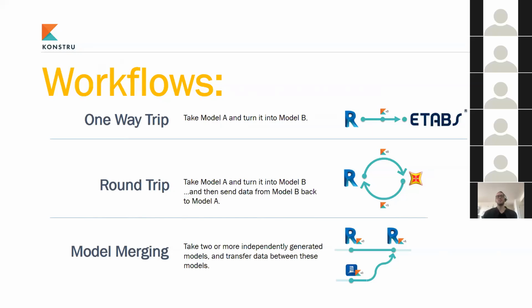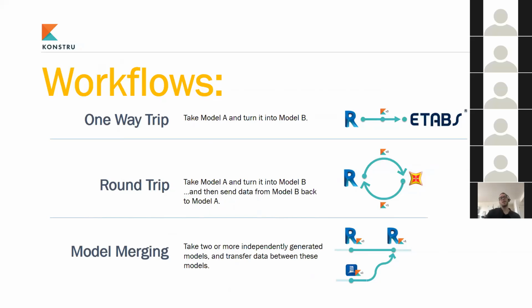We have another possible workflow that you could get through, which is basically a round trip workflow, where you take model A, then you convert it into model B, and then you send that data back to model A. Now, we're going to go into this a little bit more in depth in the following slides, but essentially take a Revit model, make a blank version, like a brand new model in Konstru. You can download that into SAP, make some changes, run some analysis, then upload it back into Konstru, and then send it back into Revit.